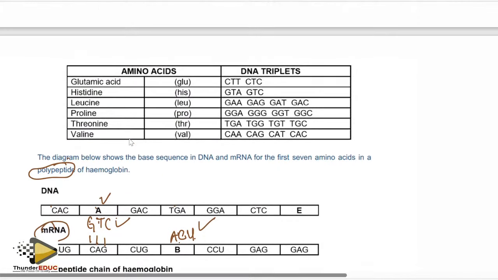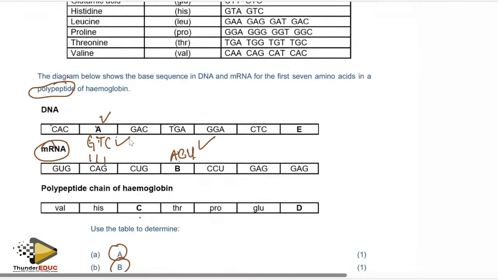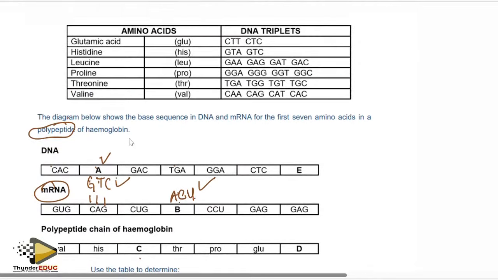You go back to the table. But before you go to the table, you need to look at something. These are amino acids. This is DNA triplet. You see it? It is DNA triplet. It means that you're not using this. You are using this: G A C.